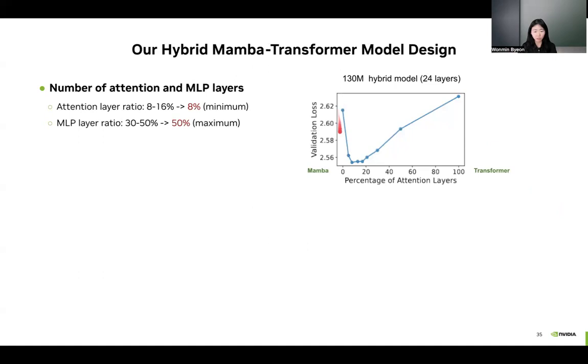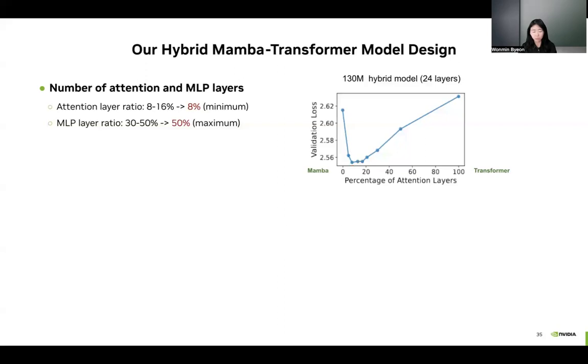And then we got this nice curve here on the right. The x-axis is the percentage of attention layers. So the most left is Mamba, and the most right is Transformer. And the y-axis is the validation loss. This study is done on a 130M model. And we found that somewhere between 8 to 16% provides the best validation loss.